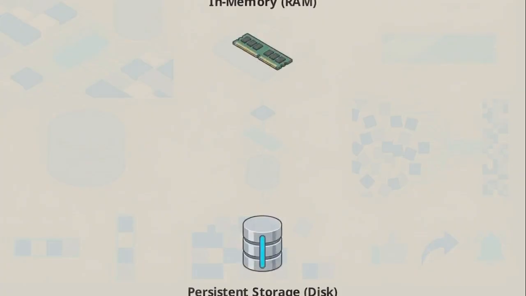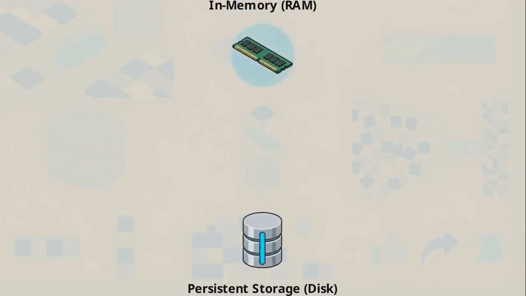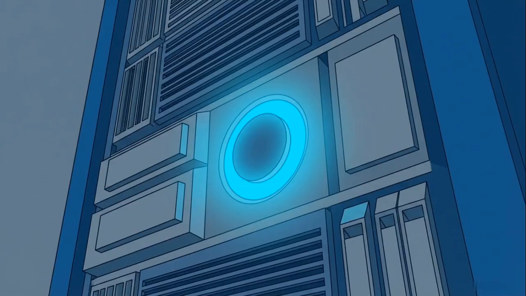Since RAM is volatile memory, a power loss would theoretically wipe the entire database. To prevent data loss, HANA uses persistent storage. While all active operations occur in the RAM, the system continuously saves a backup copy of the data to standard hard disks. This persistent backup affects how the system starts.